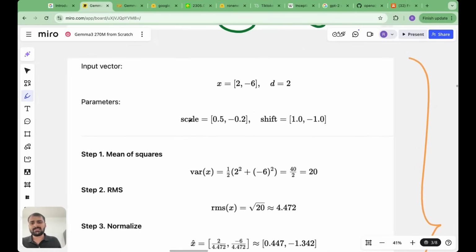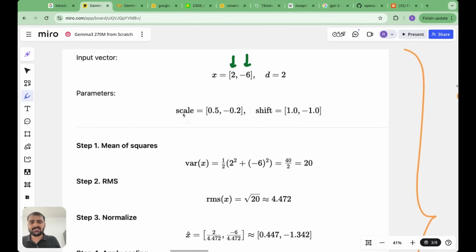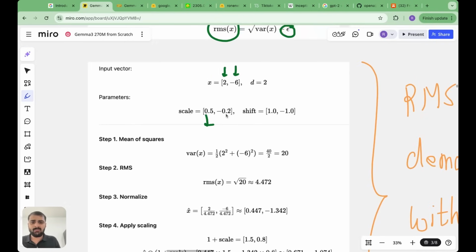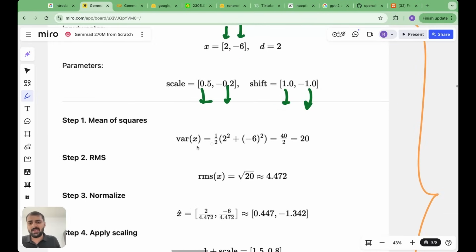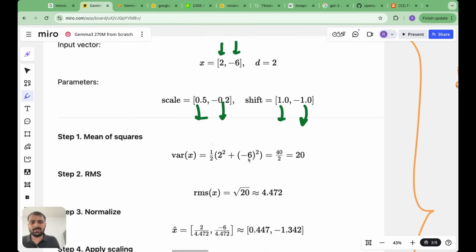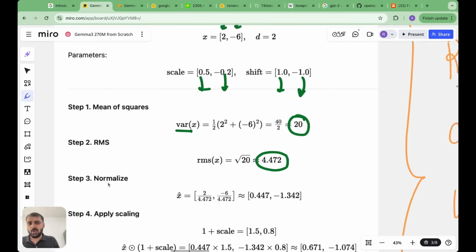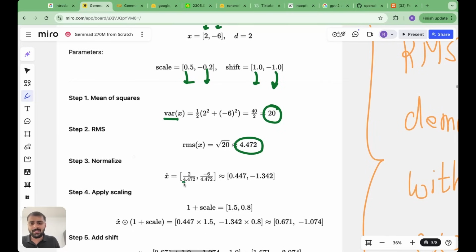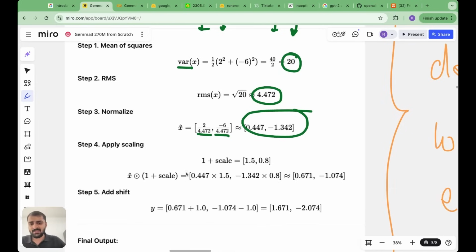So if you take a simple example, if this is my input vector 2 and minus 6, right? If my scale parameters are 0.5 and minus 0.2, and if my shift is 1 and minus 1, first I get the variance or VAR, which is 1 by 2 times 2 square plus 6 square, which is 20. So RMS is the square root of this VAR, which is 4.472. So the normalized vector is now dividing all the entries with 4.472. That's my normalized vector. And then I'll apply the scale and shift parameters, right?